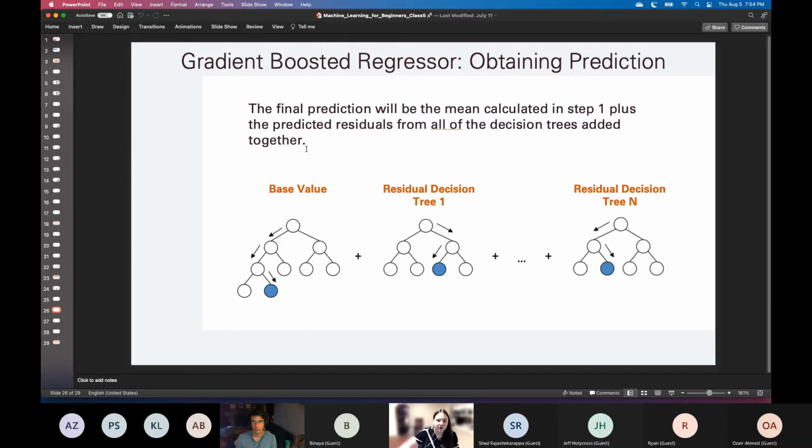So we have our base value here. In order to get our final prediction, it takes the base value plus the residual decision tree value plus the next residual to get our final predicted value. So it will be the mean calculated at step 1 plus the predicted residuals from all of the decision trees added together. So every single decision tree throughout, it adds on the predicted residual from those decision trees to get a final prediction.